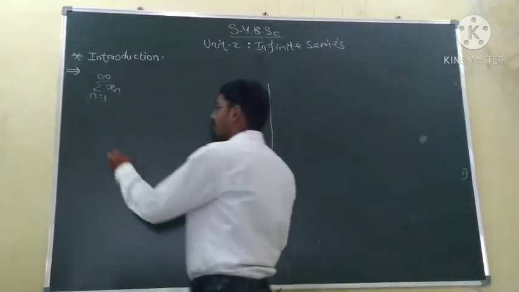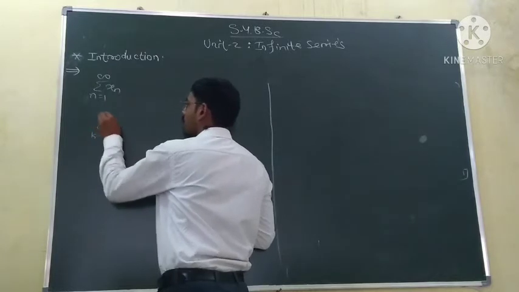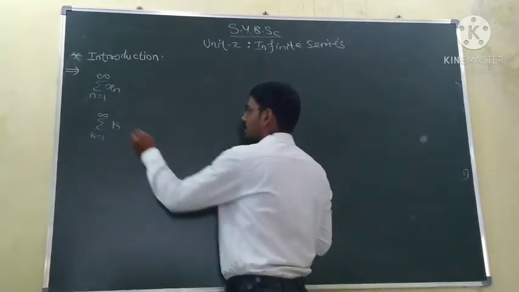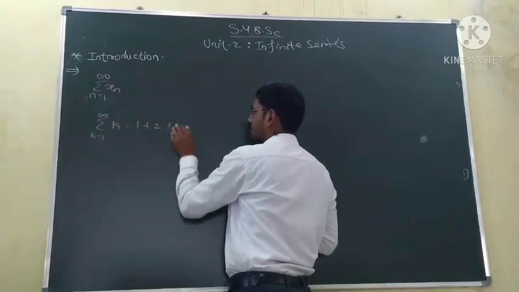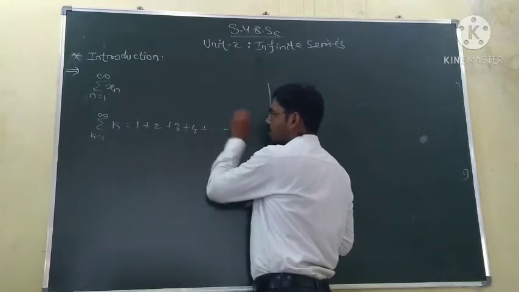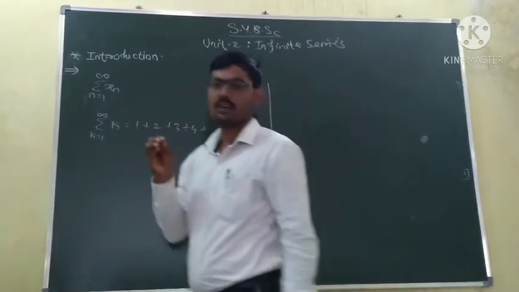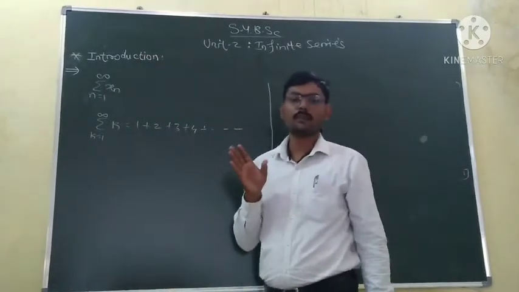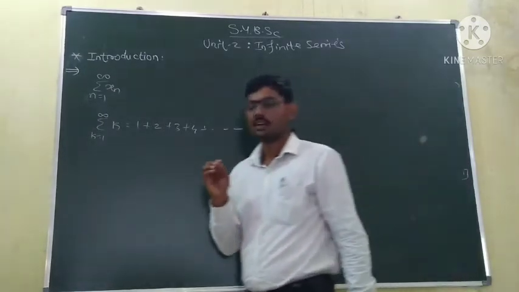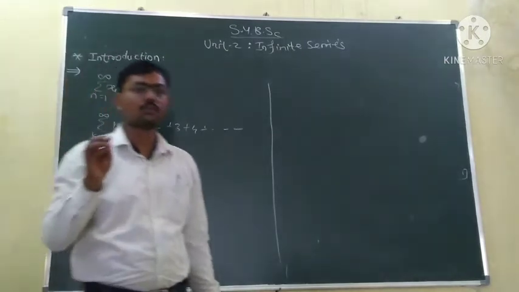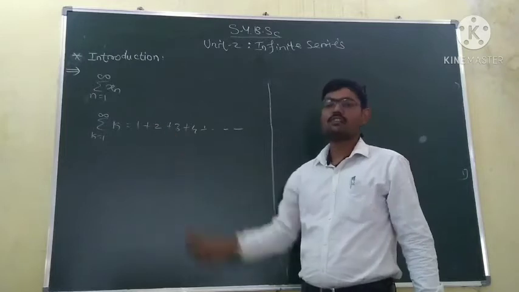Suppose now series, say, k is equal to 1 to infinity. What is this series? This series looks like 1 plus 2 plus 3 plus 4 and so on. This is the infinite series. So we are going to focus on infinite series only. We have seen so many finite series, so we don't need to study finite series now. Our focus is infinite series. So series like these are called infinite series.